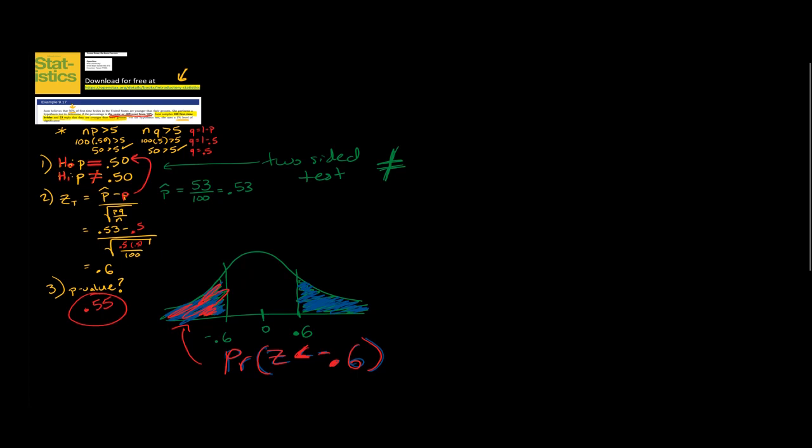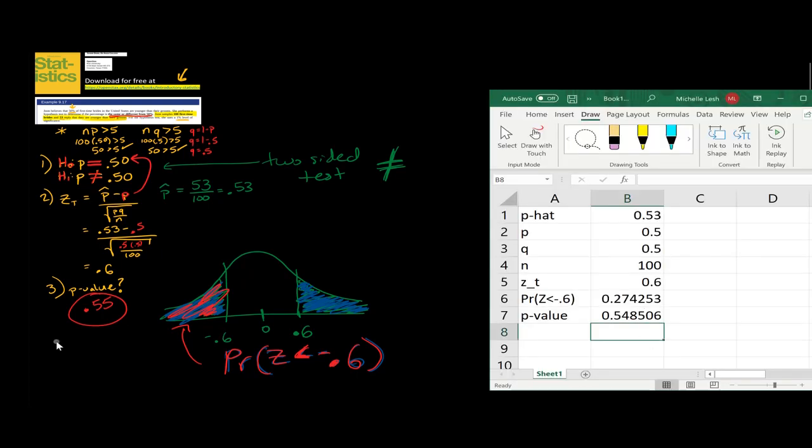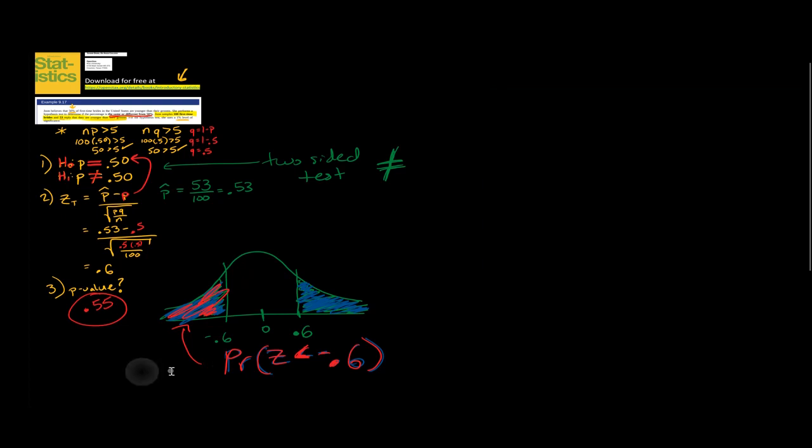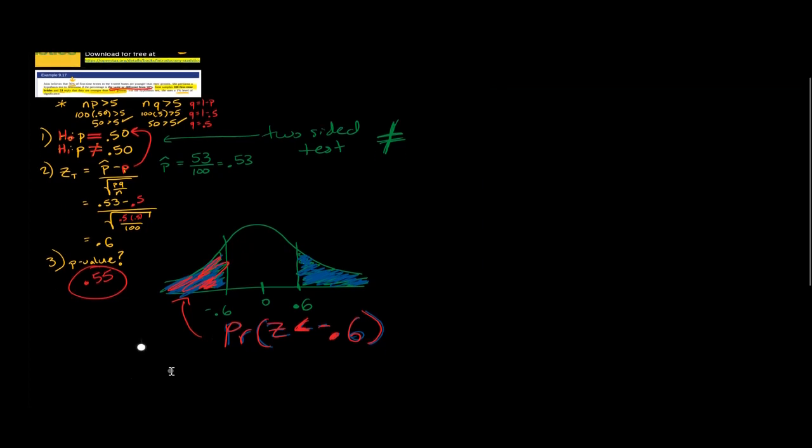Okay, so that's because we found this area, this red area is 0.27, and then this blue area is also 0.27, so multiply 0.27 by 2, and that's how you got 0.55, right? And there's some rounding there. Okay. All right, lastly, we need to make our conclusion.